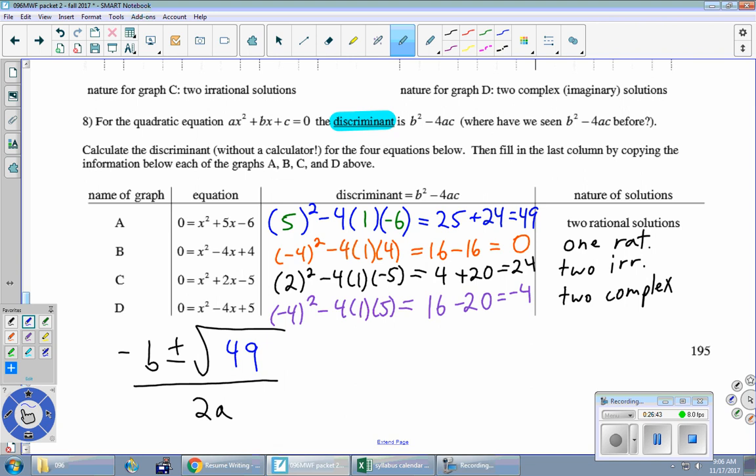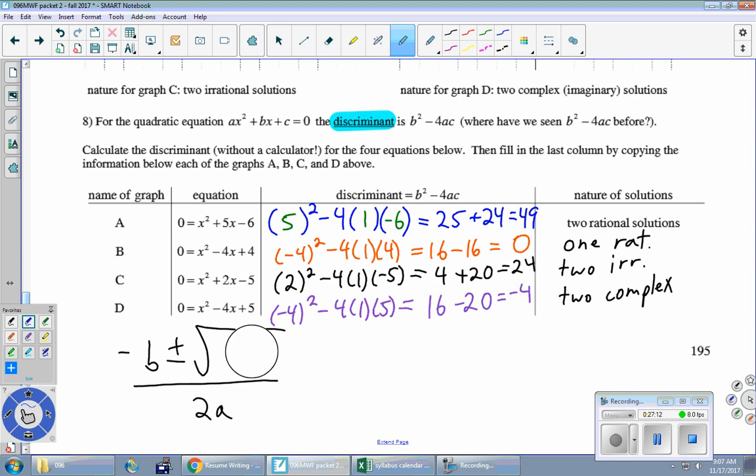So what was special about 49 that gave us the conclusion 2 rational solutions? 49 was what kind of a number? It's positive, and it was a perfect square, right? That's what made this thing get rid of the radical. So anytime you have a positive number for your discriminant and it's a perfect square, the conclusion is 2 rational solutions.